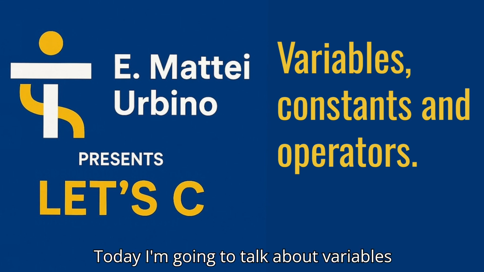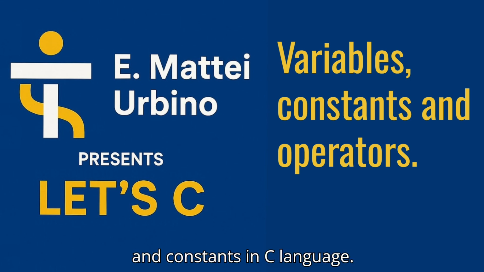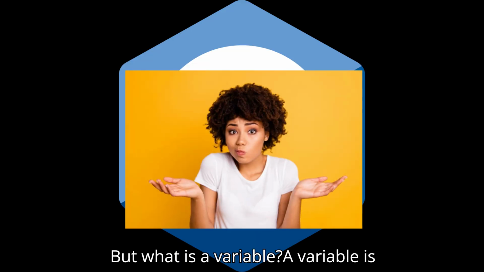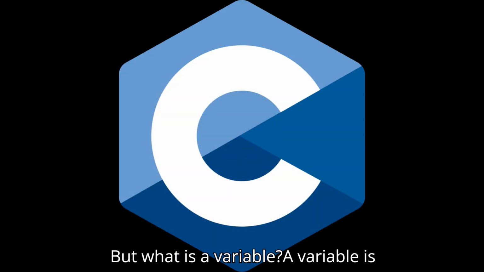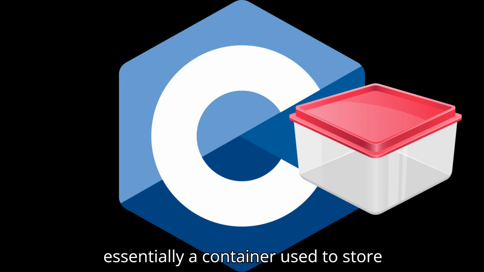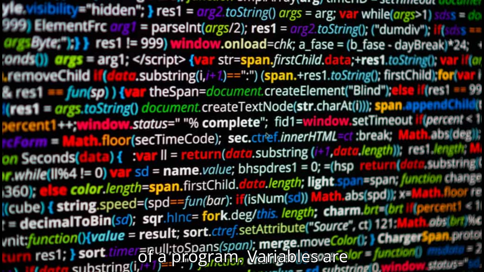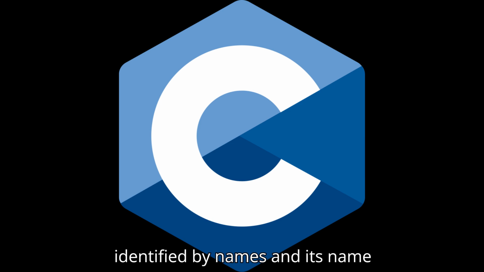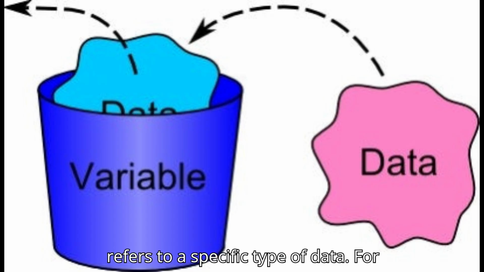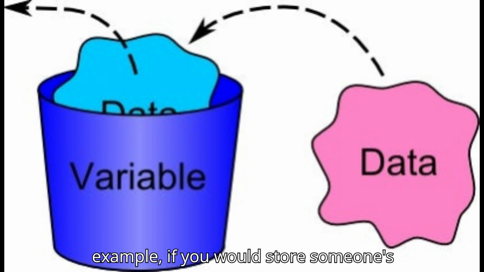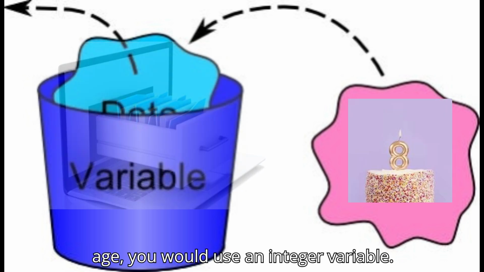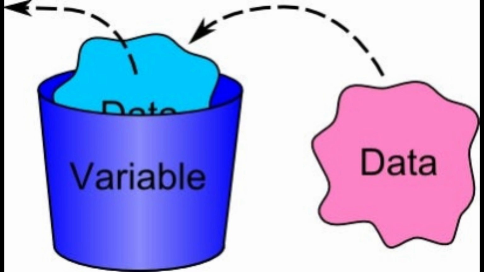Today I'm going to talk about variables and constants in C language. But what is a variable? A variable is essentially a container used to store data that can change during the execution of a program. Variables are identified by names and each name refers to a specific type of data. For example, if you would store someone's age, you would use an integer variable.